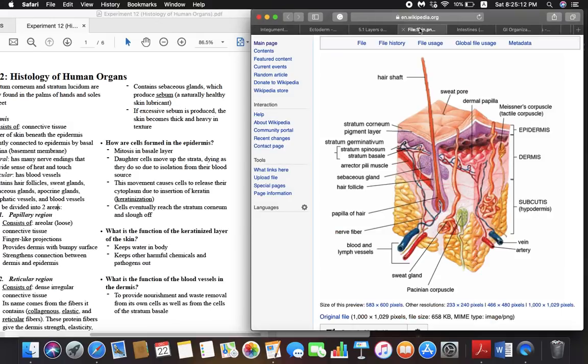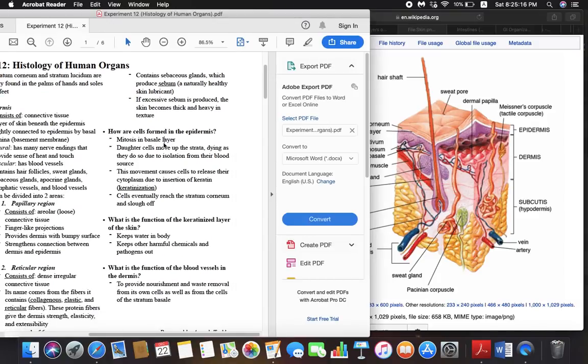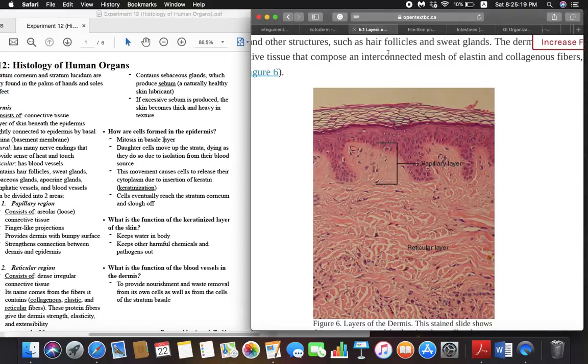First of all, how are cells formed in the epidermis? In the stratum basale, which is right here, we have mitosis, which leads to daughter cells. The daughter cells begin to move up, starting from the stratum basale and moving upwards through the spinosum, granulosum, lucidum, and corneum, if we're talking about the palms of the hands and soles of the feet. And as they move away from the stratum basale, they die as they do so.